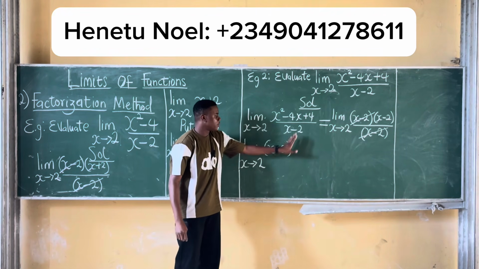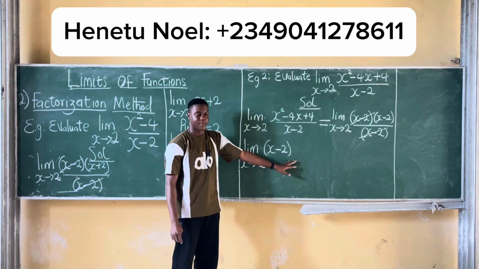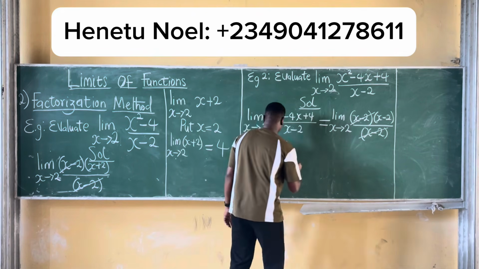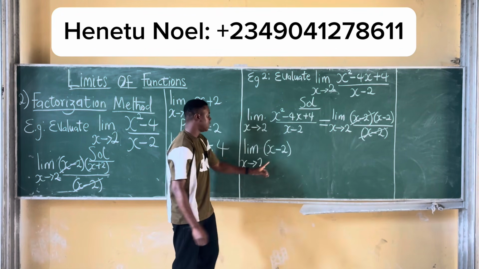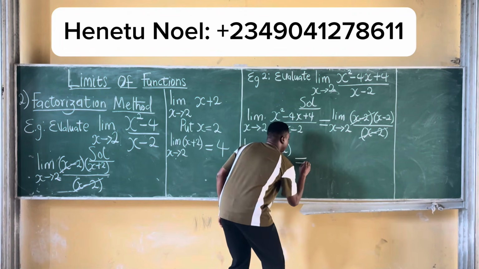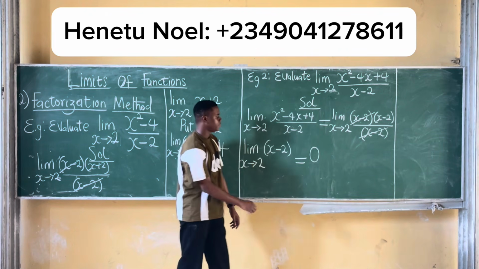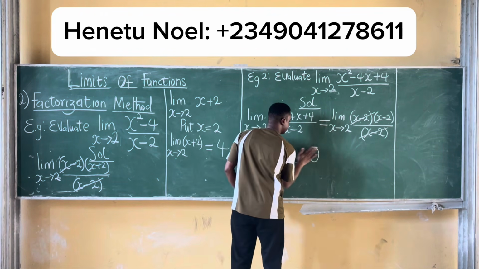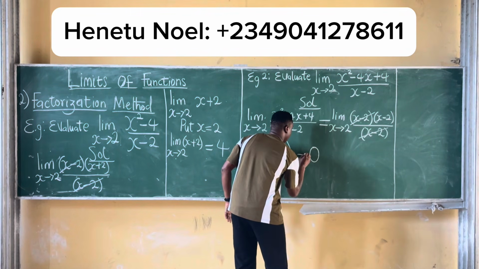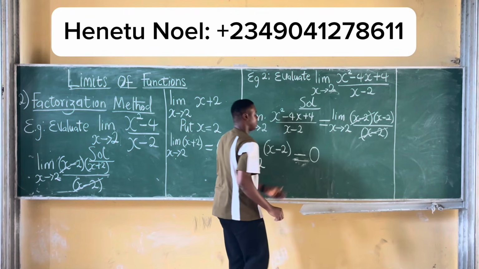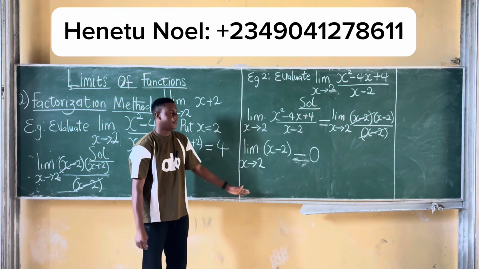So in this case, we can use direct substitution to solve for the limit. So if you do that, just put 2 in place of x. So this becomes 2 minus 2, which is equal to 0. So this is the answer to our problem on limits.